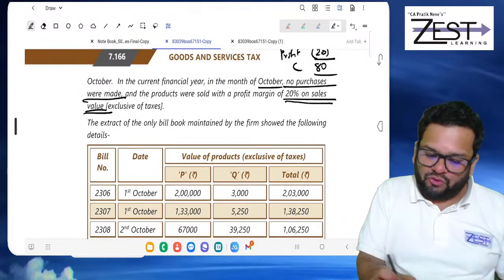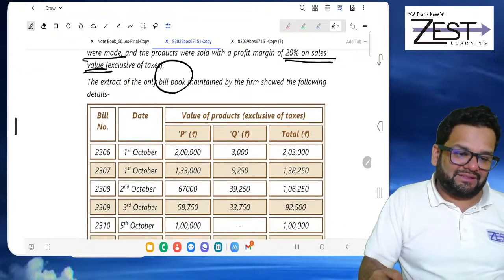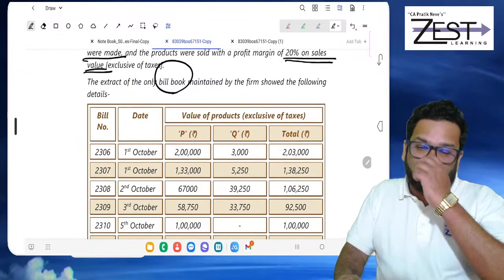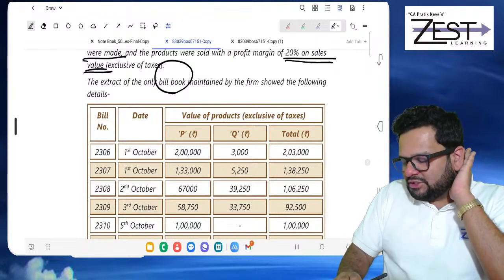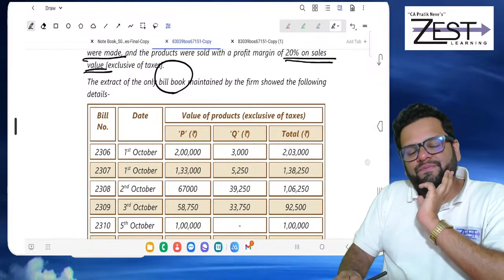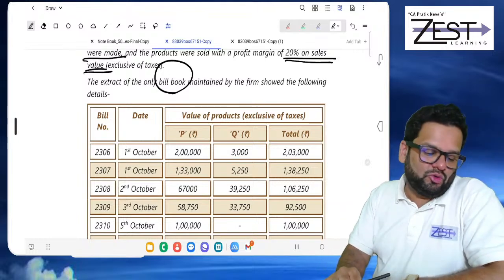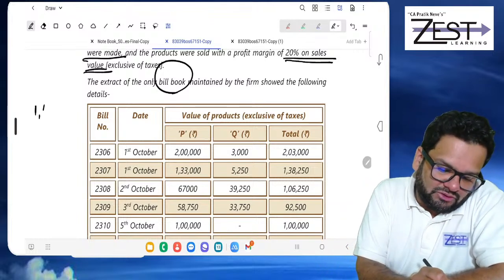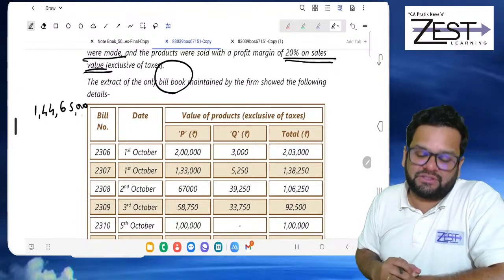The extract of only the sales bill book maintained by the firm showed the following details. So why I said it is an amazing question, because it's very practical. When you are in the composition scheme, you will maintain the least possible documents. But yes, you are maintaining the sales bill book. So you have already reached 1 crore 44 lakh 65,000, isn't it?